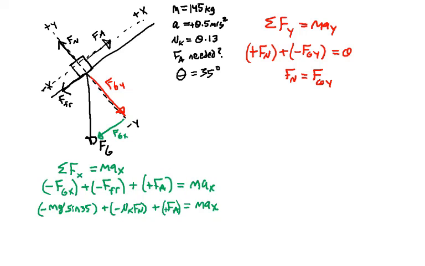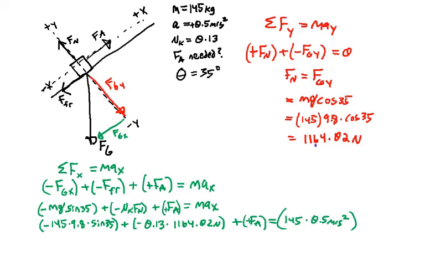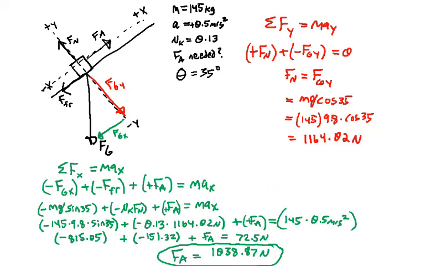Okay, so mg sine 35 is the size of the F_gx, and then we have the coefficient times the normal force, which we're going to have to get from here using the trig. So we should get 1,164.02 newtons for the normal force, and we place this into here, multiplied by the coefficient of kinetic friction, and we know the acceleration here, we know the mass. We should get 1,038.87 newtons as the force applied required to overcome friction and the force of gravity in the x, because we're fighting both of those as we pull it up the ramp.